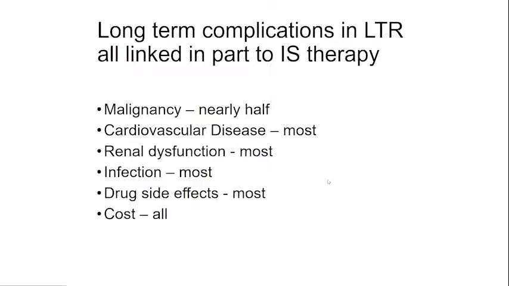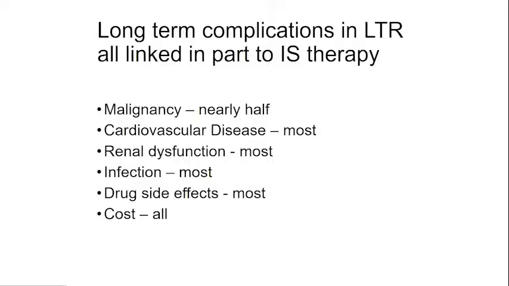So the tenet of this talk really is linked to how we can improve outcomes in liver transplant recipients. We know that long-term complications in liver transplant recipients are linked in part to immunosuppression therapy and its complications. So if we think about malignancy, nearly half of patients who have had a liver transplant develop some form of malignancy. And that includes skin cancer, but there's increased risk for other cancers: oropharyngeal, lung cancer, colon cancer, lymphomas, etc.